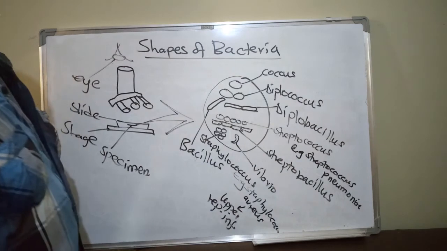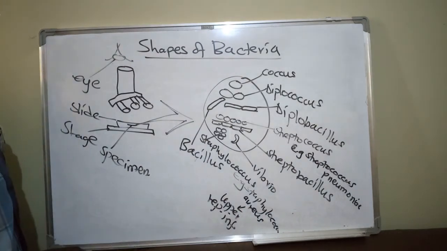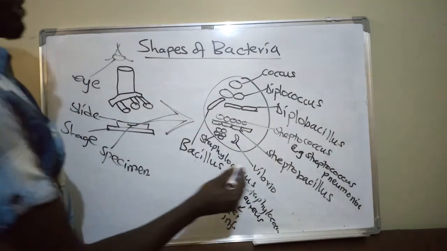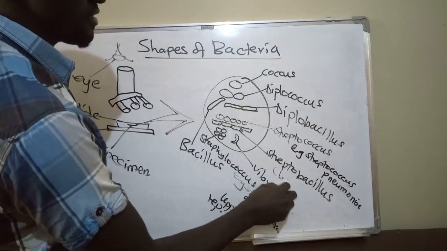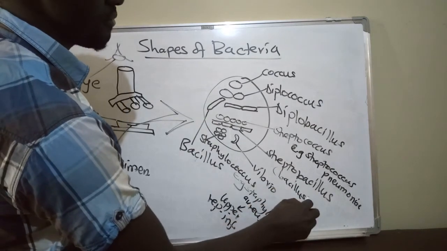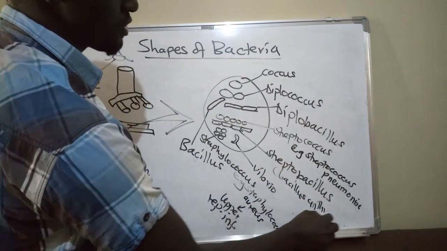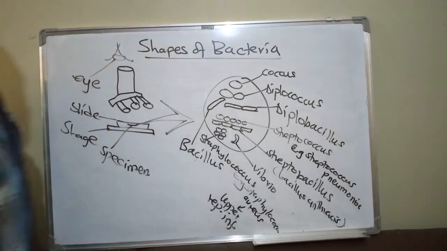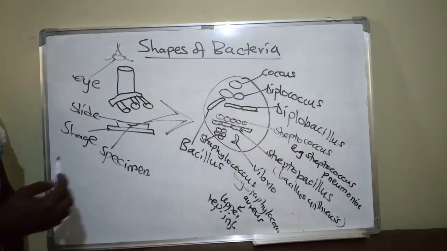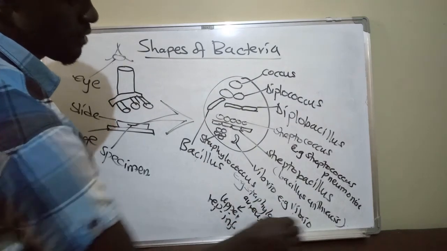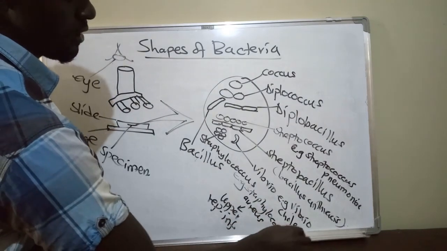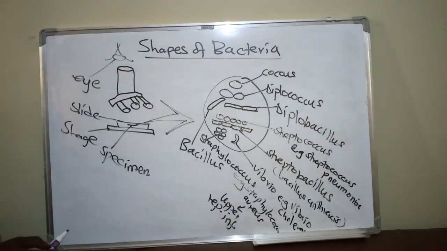We do have the bacillus shape. An example of bacillus shape is Bacillus anthracis, which causes anthrax in cattle. An example of the comma-shaped bacteria is Vibrio cholerae, which causes cholera. So those are the different shapes of bacteria that we do have.